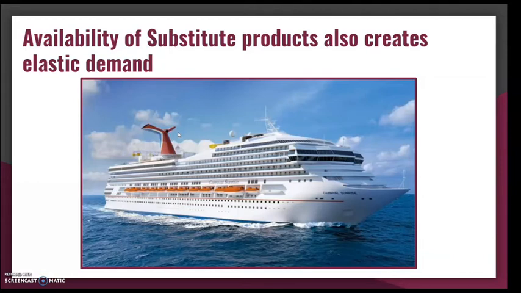It's important to know that the availability of substitute products also creates elastic demand. Think of the cruise line. Many cruise lines offer trips ranging from 3 days to 2 weeks. They also offer many different types of accommodations, from an inside cabin to a suite with a balcony. If one cruise is too expensive, consumers have many other less costly ones to choose from. They can make what we call in economics substitutions to get the cruise that has the right price.